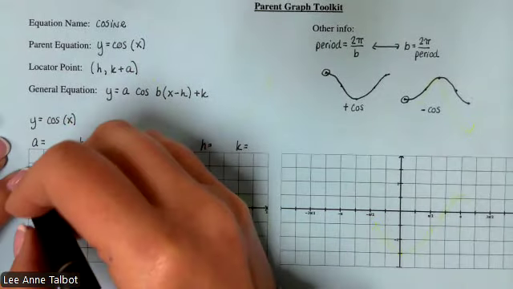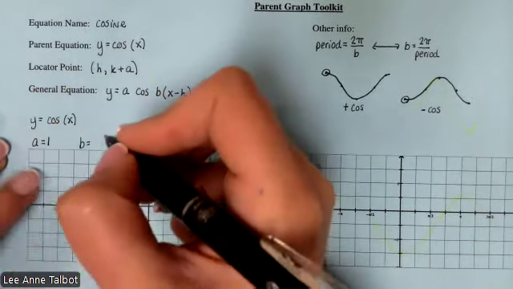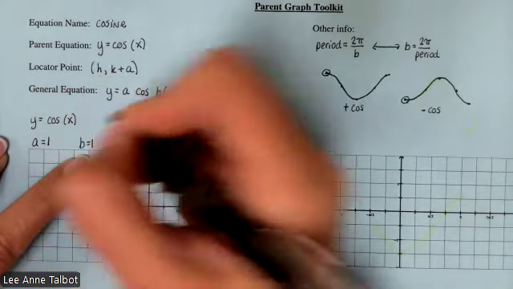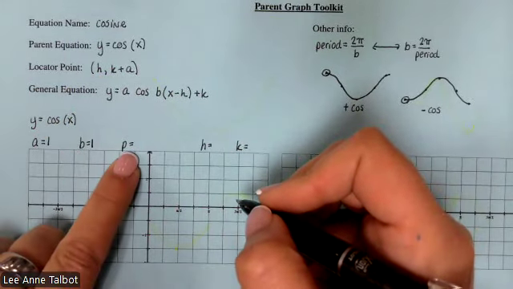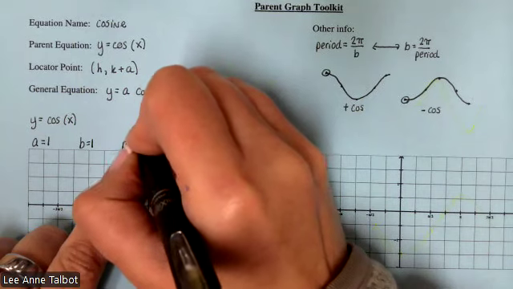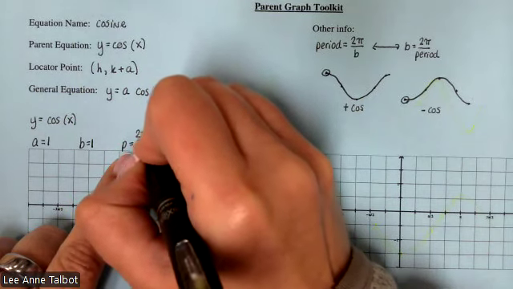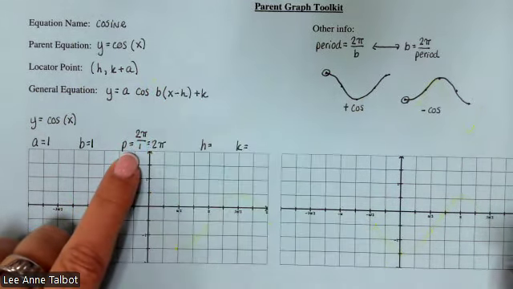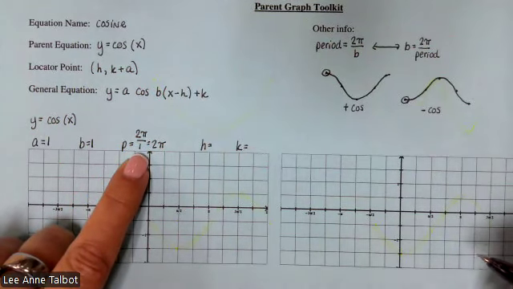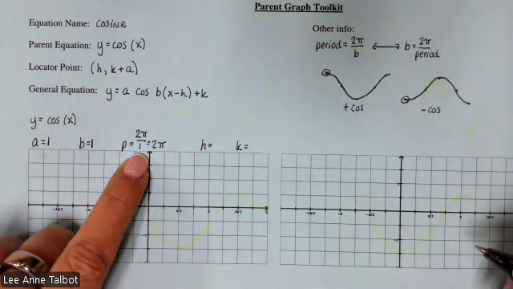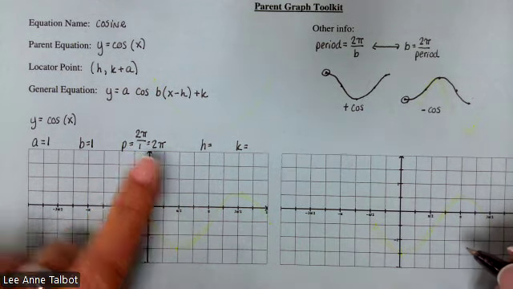What's A, you guys? 1. What's B? 1. What's the period? Yep, and I'm going to write 2 pi divided by 1 equals 2 pi. You don't have to do that. I just want to show where I got my stuff.